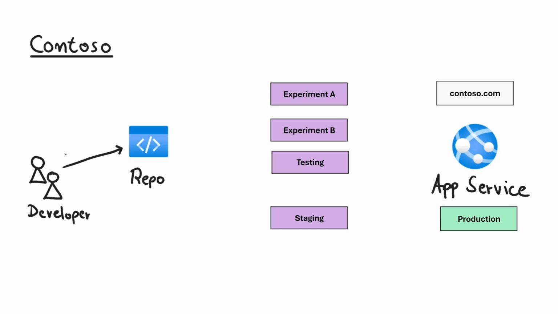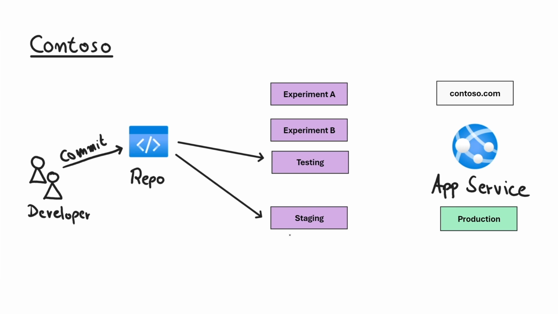Meet Contoso, a bustling online marketplace for sustainable products. Their website experiences heavy traffic spikes during seasonal sales and product launches. To ensure seamless user experience, Contoso leverages Azure App Service deployment slots. In their deployment pipeline, they maintain separate slots for production, staging, and testing.